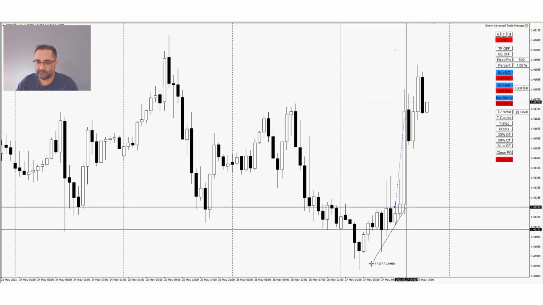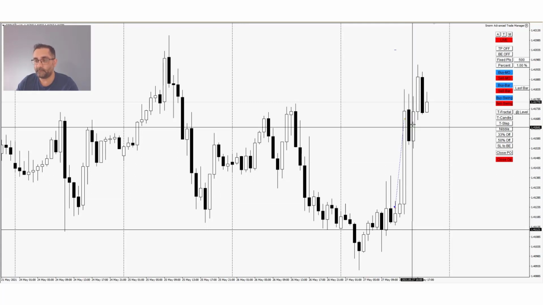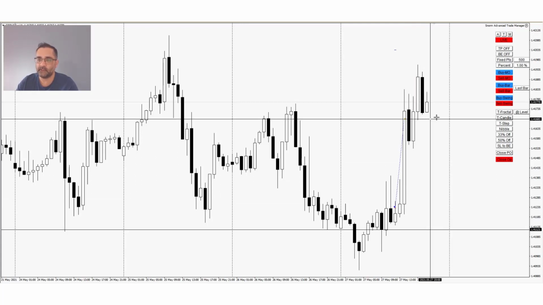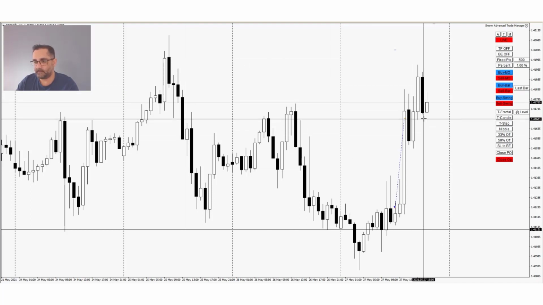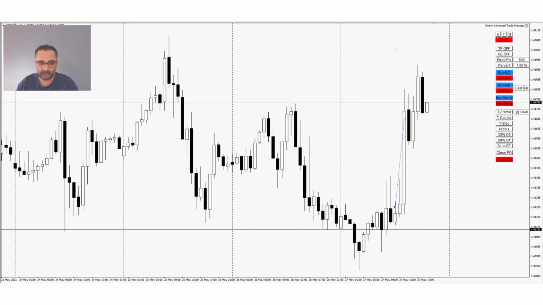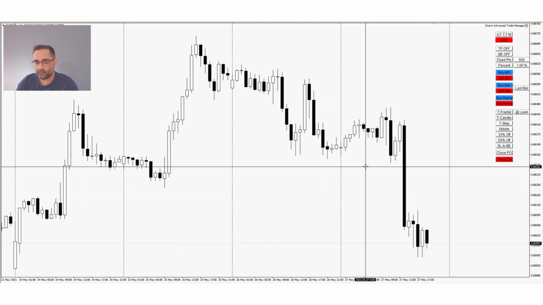So if you just take a long from here, because it went too fast and it is GU, it went on news. I could have used those levels, but I got this. That's fine. What else? We have the euro pound.